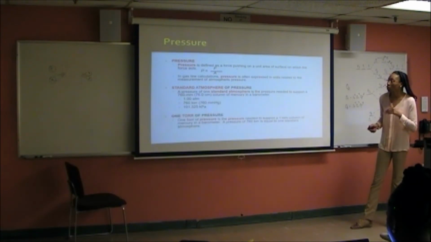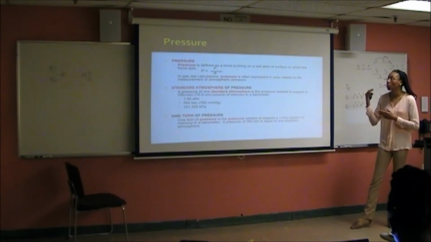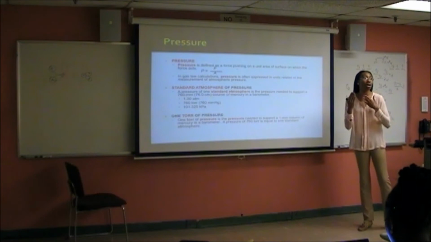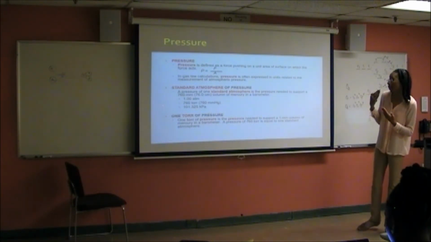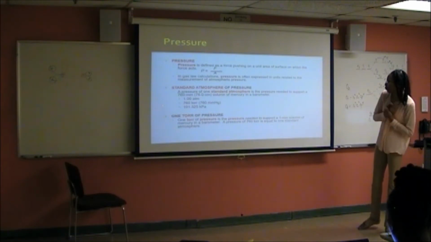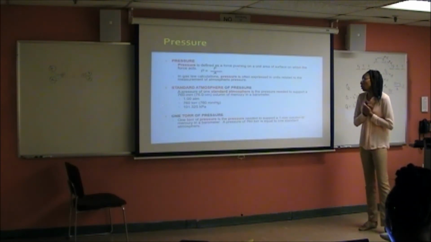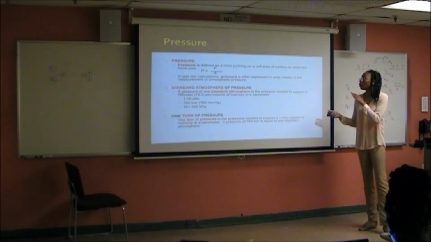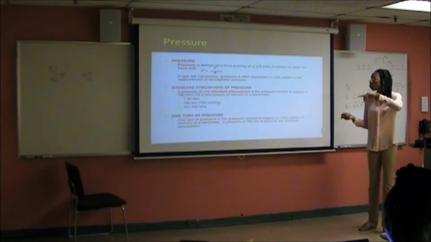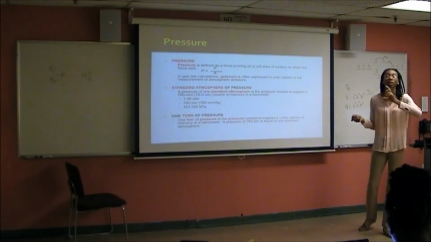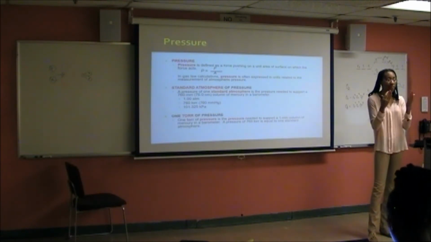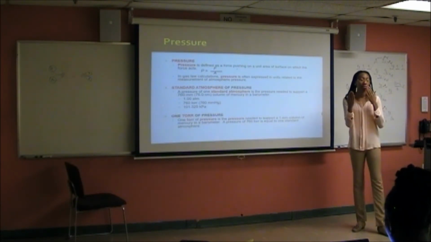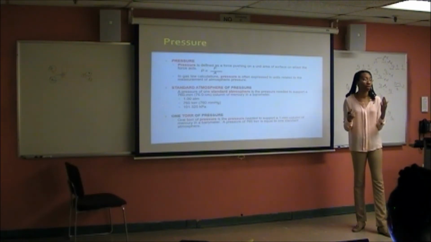Alright? So again, we have torr and millimeters of mercury are the same value because this is the amount of pressure you need to support 1 millimeter of mercury in a barometer. This is why torr and millimeters of mercury are the same value.